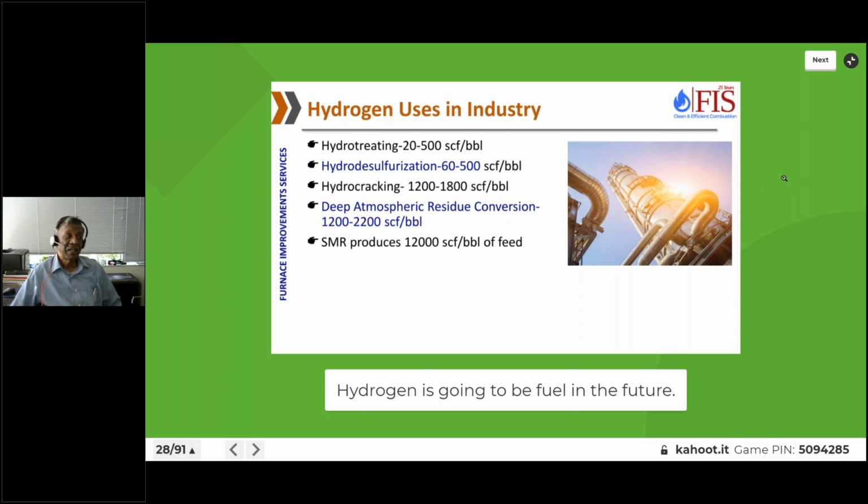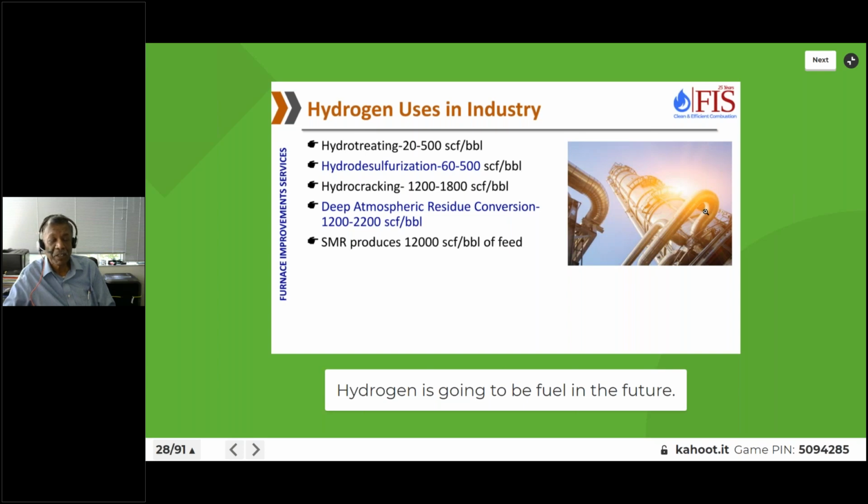So currently, hydrogen is used in the refining industry. And there are several processes in refining, like hydrotreating. We are talking about hydrodesulphurization, hydrocracking, deep atmospheric residue conversion, and all these require the use of hydrogen to produce useful products. Two things have changed in refining in the past 30 years. One is we have tons of cokers.